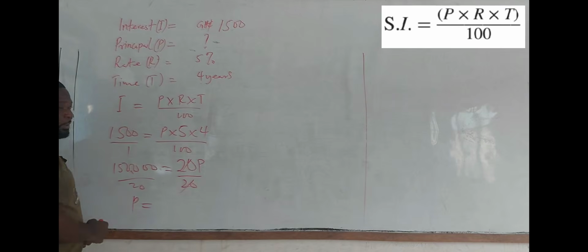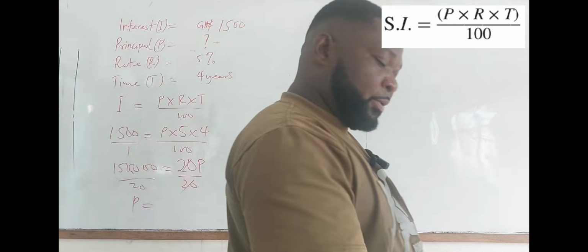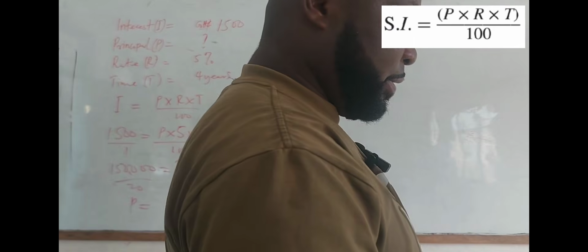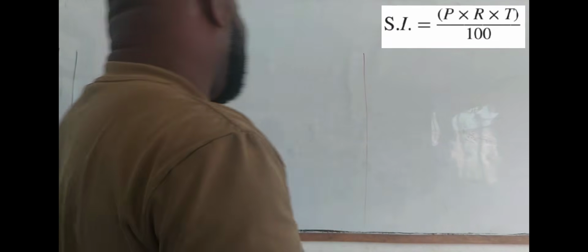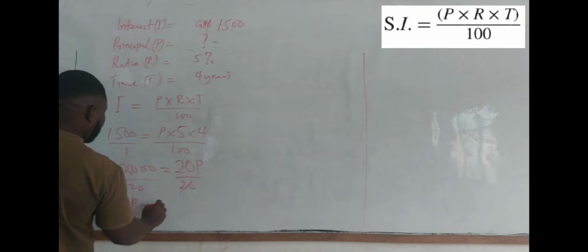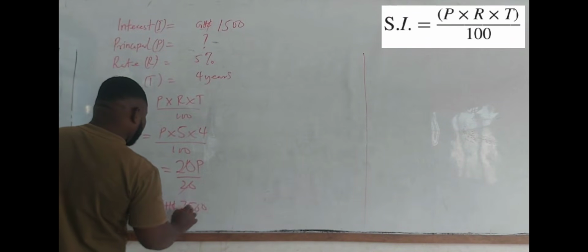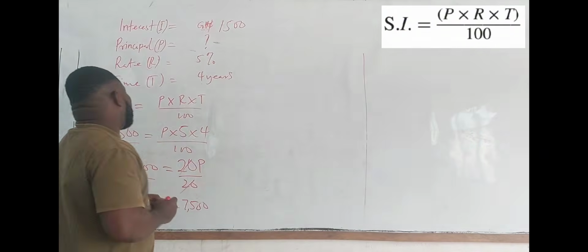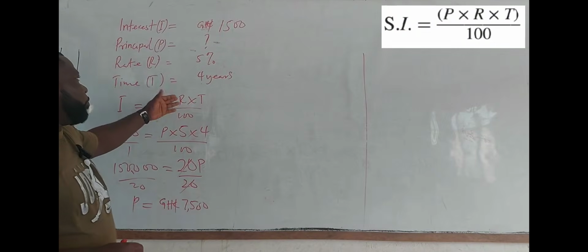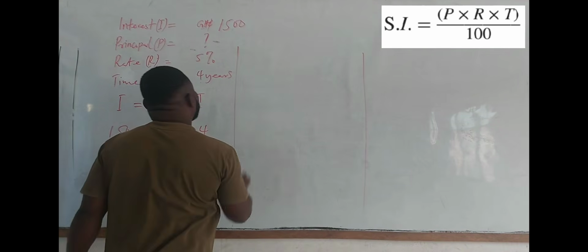So it means that our principal is going to be 7,500, right? Yes, so the principal is going to be 7,500 Ghana cedis. All right, so we are saying that we can use the other approach also when we have the principal formula. So it all depends on you.